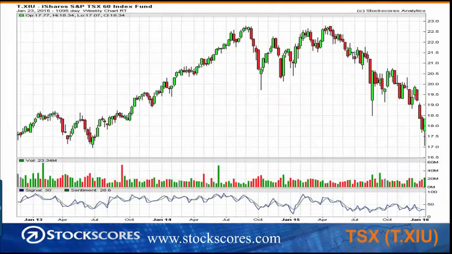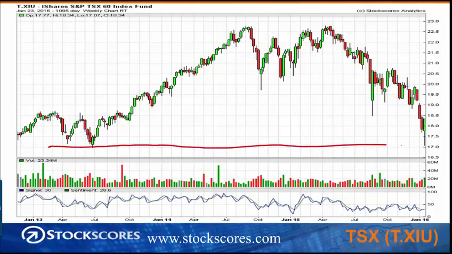Here is the TSX on a weekly time frame, and again, long-term horizontal support from way over here. That's back in 2013. That's basically what it's bounced off of. Again, it hit a new low early in the week, came back to close at the highs for the week, well above the open.